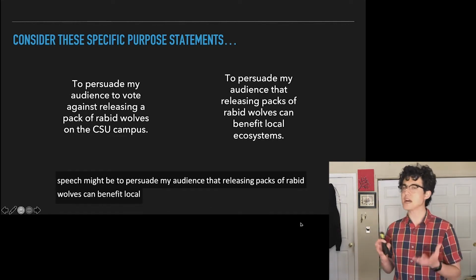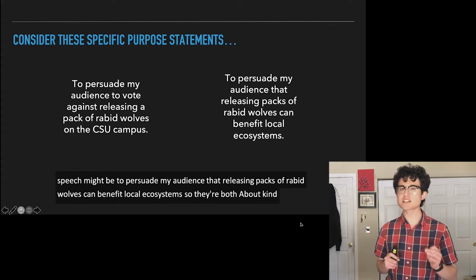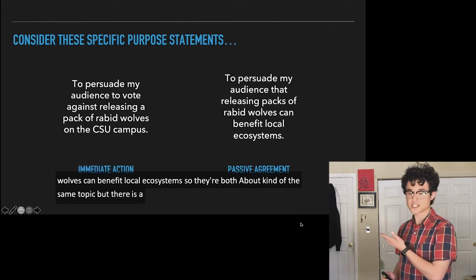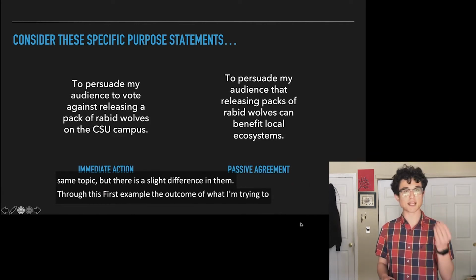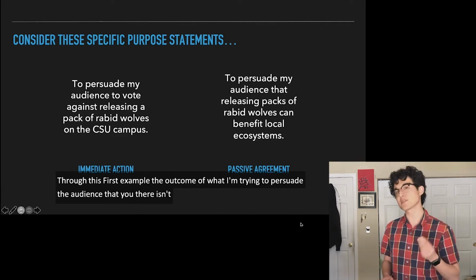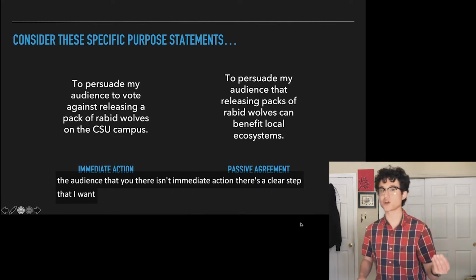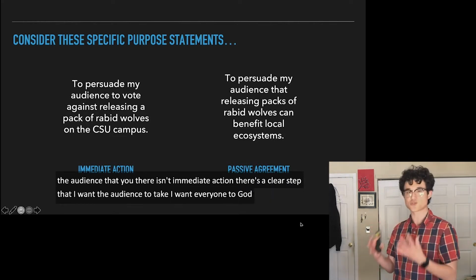So they're both about kind of the same topic, but there is a slight difference in them. In this first example, the outcome of what I'm trying to persuade the audience to do is an immediate action. There's a clear step that I want the audience to take. I want everyone to go out and vote against this, and this is the direct thing that I want to change.